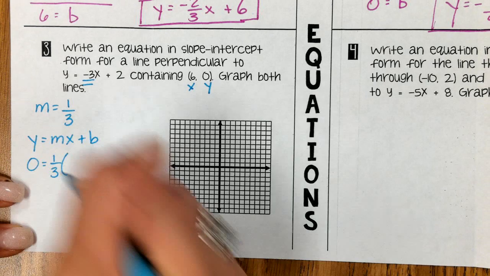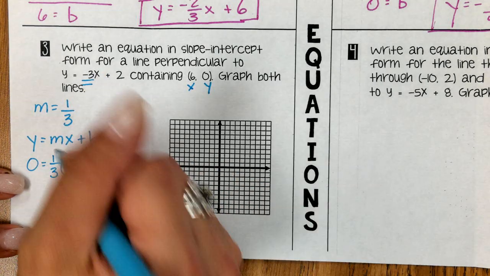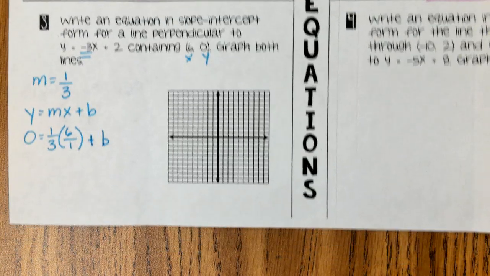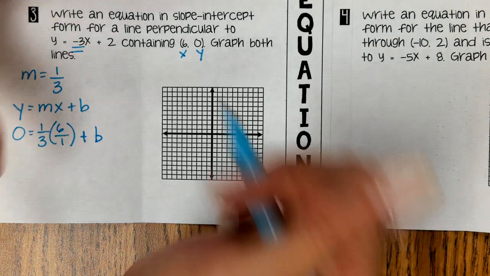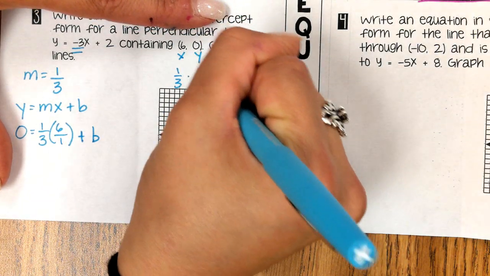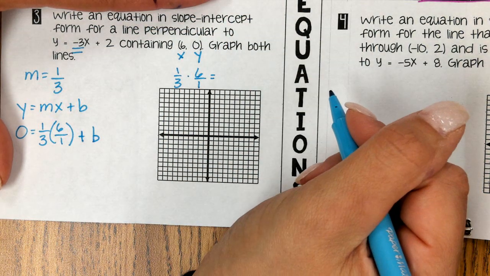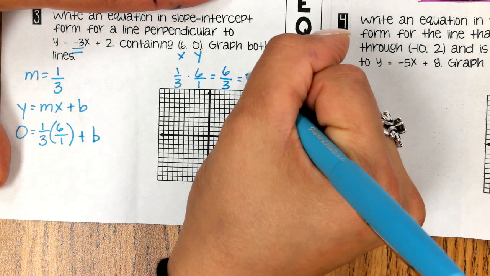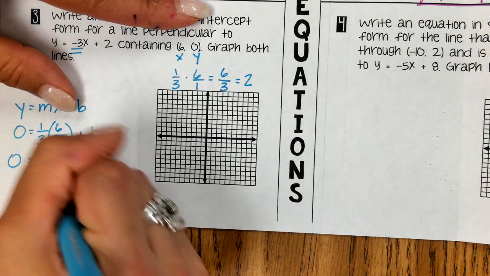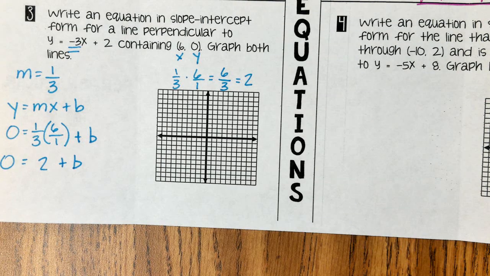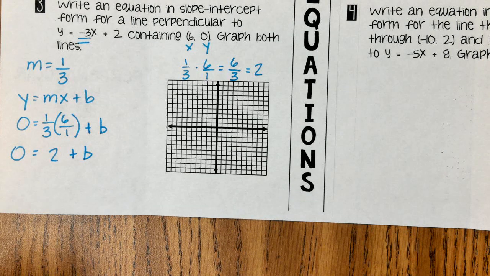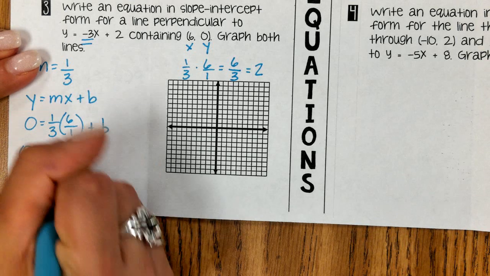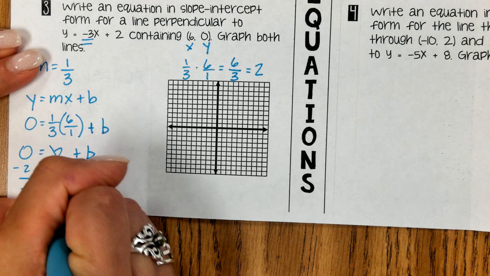0 equals 1 over 3 times 6 over 1 plus b. Right? Okay, so again, you would multiply your fractions. 1 times 6 is 6 over 3, which equals what? 2. So 0 equals 2 plus b. Okay? Now what do I do? Yes, we're going to subtract, which means b equals negative 2.